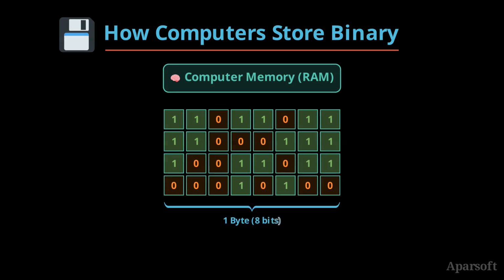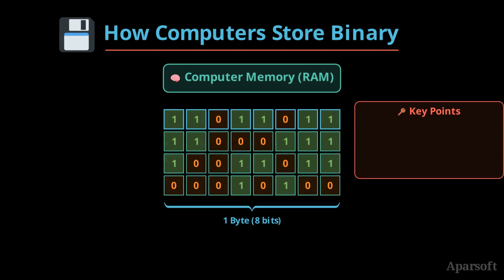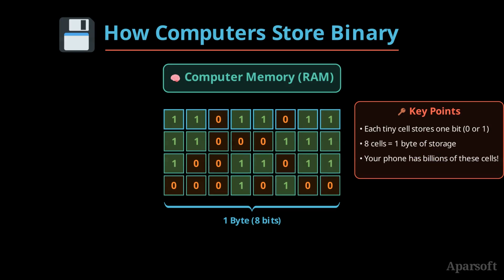When we group 8 of these cells together, we get 1 byte. This is the standard unit computers use to measure storage. So here's what you need to remember. Each cell stores 1 bit. A byte is 8 bits, and your phone, computer, or tablet has billions of these cells working together.